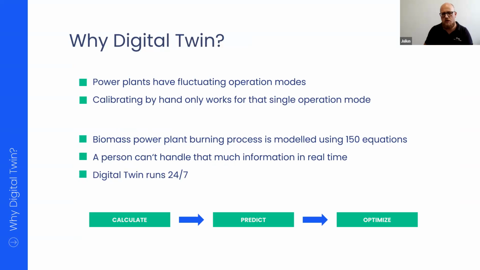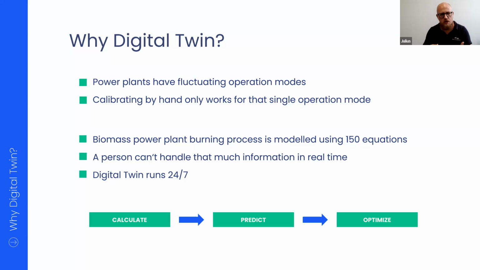So why would you actually use a digital twin in your power plant? Well, power plants have fluctuating processes: fluctuating operating modes, fuel quality changes, moisture content isn't stable, or demand for steam just drops. While you can manually calibrate for one of those operating modes, for example at peak demand, once you move away from it, once an hour or twice an hour, your efficiency just goes down. This is where the digital twin comes in.